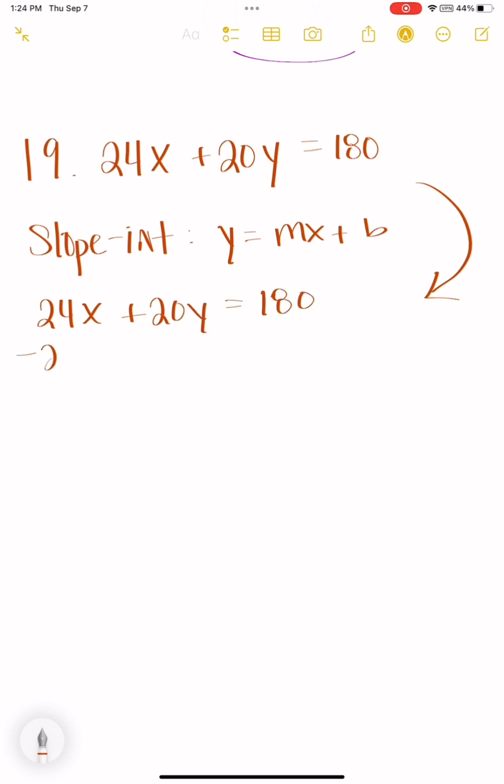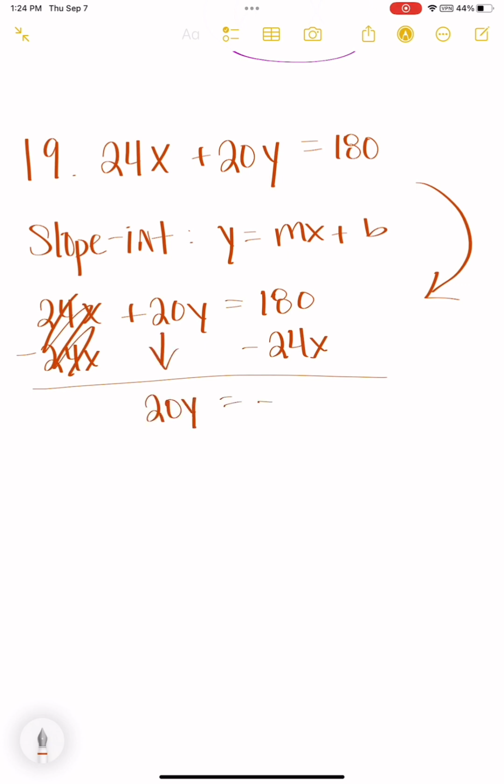So we're going to first get rid of 24x on the left-hand side. So we're going to subtract it from both sides. It's going to cancel out on the left. Bring that 20y down and just rewrite what we have on the right-hand side of the equal sign. Negative 24x plus 180.